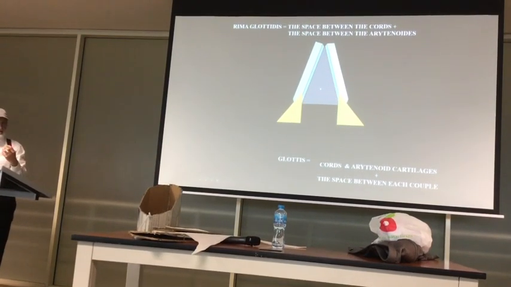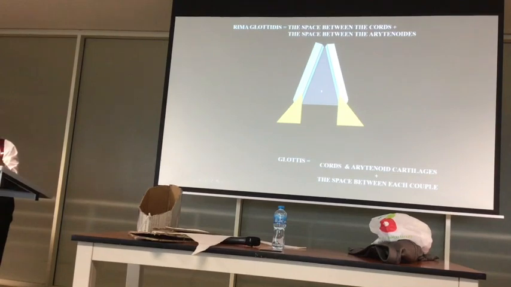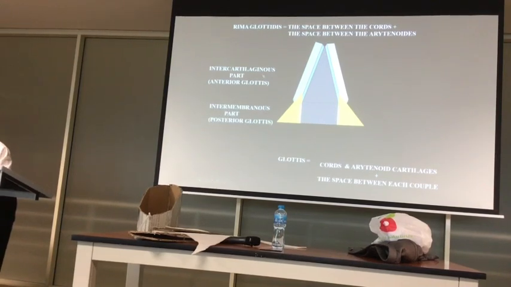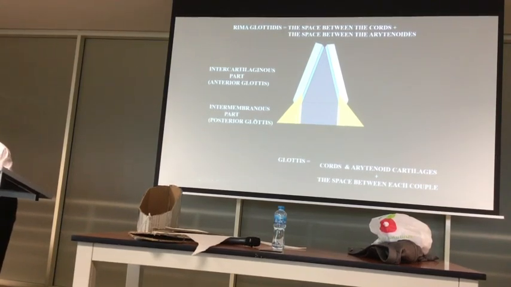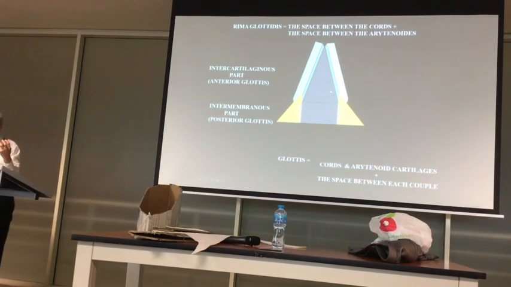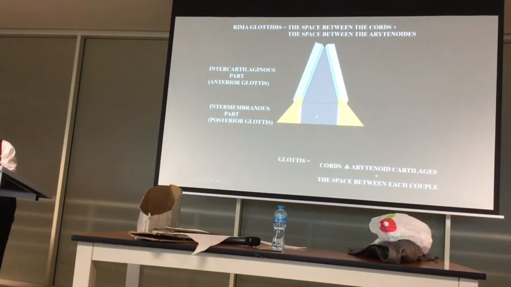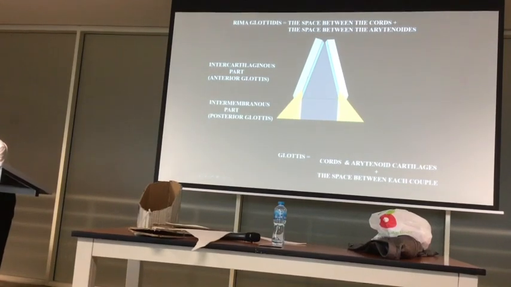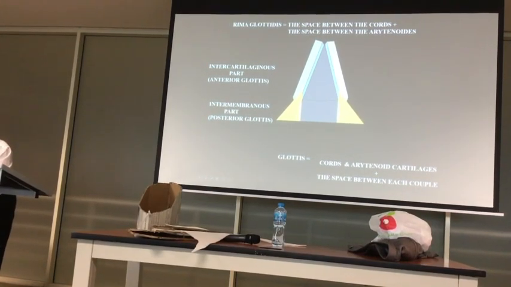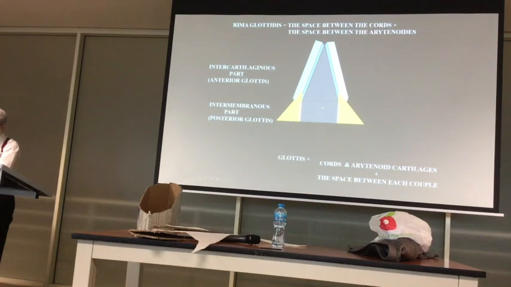In front, the rima glottidis will be called membranous, and here it will be called cartilaginous. So the intercartilaginous is here, and the intermembranous is here. So this is rima glottidis. And the whole thing is called glottis. The space plus the cord plus the cartilage, all of this is the glottis. Anything above it is supraglottic. Anything below it, infraglottic.